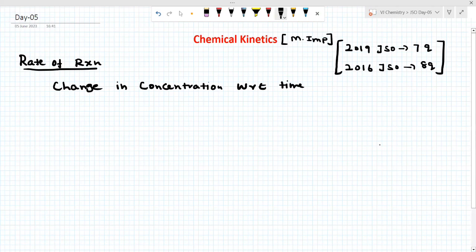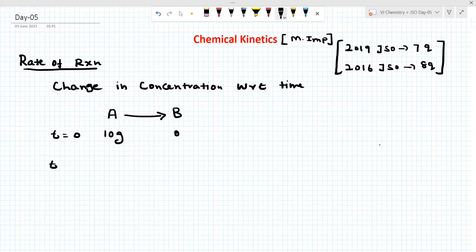For example, I take A gives B. Now A is a reactant, B is a product. Now time is equal to 0 seconds: A is 10 gram, B is 0 gram. Now time is equal to 5 seconds. A is converted to B, right? Now listen, B can form 5 gram. Remaining how many gram of A will be there?